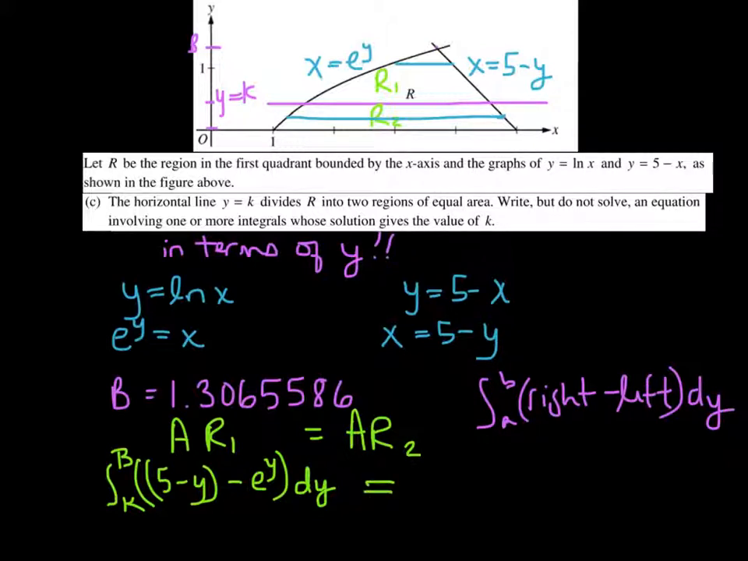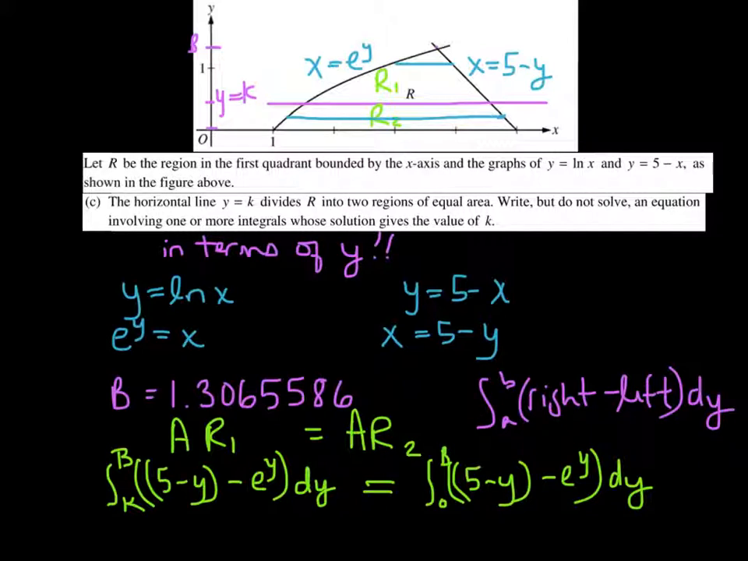That has to be equal to the area of region 2, which is the integral from 0 to B of, again, right minus left. So 5 minus y minus e to the y, and again, all dy. That's the easiest way, I think, to write it. You want to make sure that you are showing everything in terms of y. The biggest thing that students struggle with is making your bounds in terms of y. So I had to find that new intersection point, that B, and then remember it's right minus left.